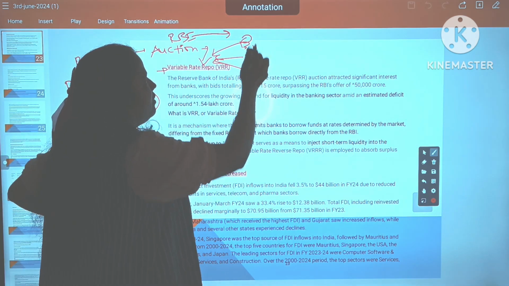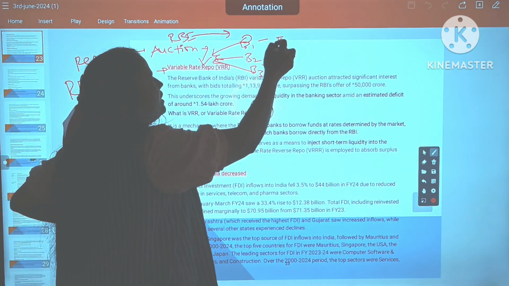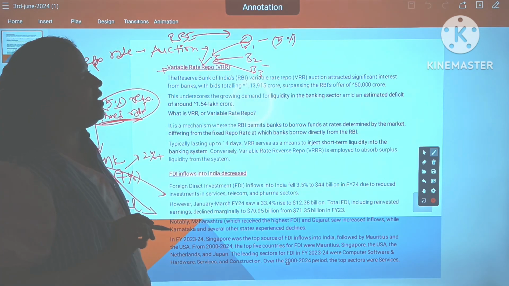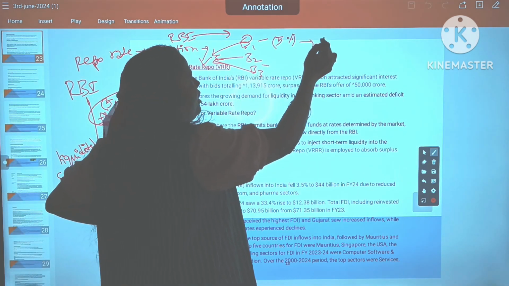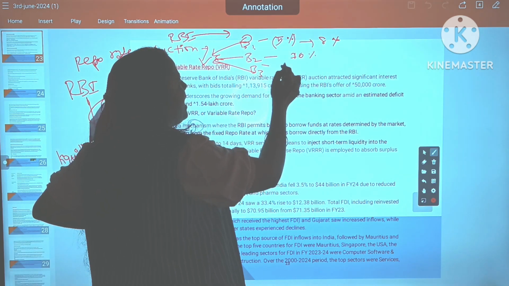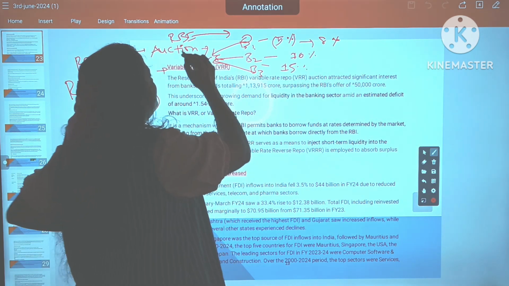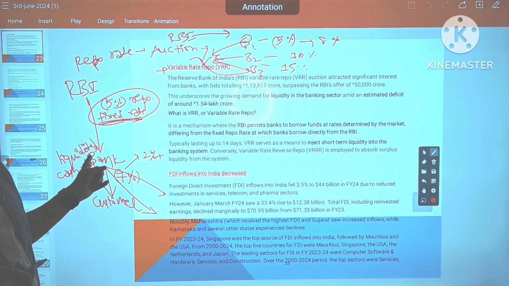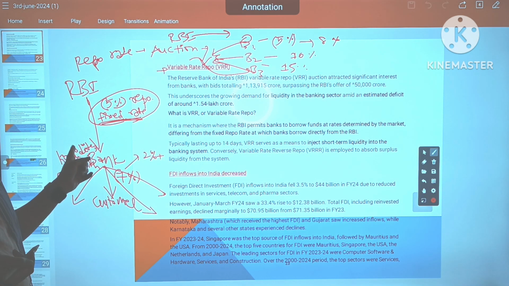Okay, suppose the repo rate is running. Bank 1 is offering 8%, Bank 2 offering 10%, Bank 3 offering 15%. Then the loan goes to Bank 3 only. So this is one system to induce liquidity into the market.